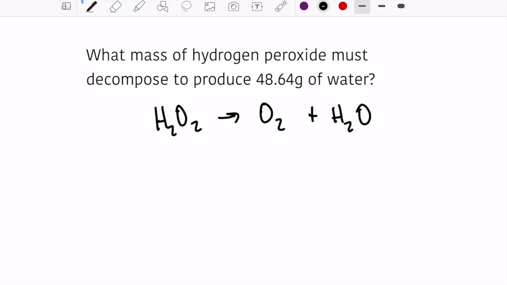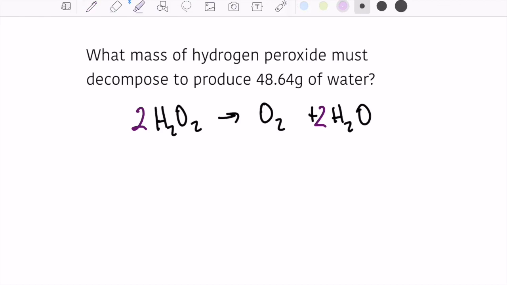Okay, so here's an equation, and I'm going to give you a couple of seconds just to balance it, some quick balancing equation practice. Okay, you should have gotten 2 H2O2, 1 O2, and 2 H2O.